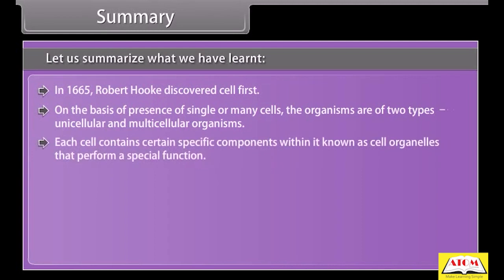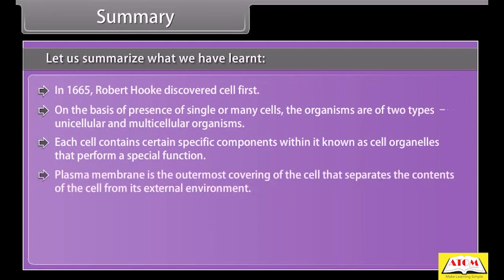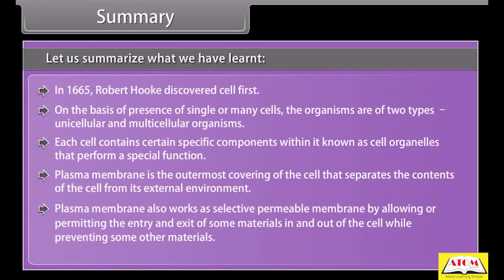Each cell contains certain specific components within it, known as cell organelles, that perform a special function. Plasma membrane is the outermost covering of the cell that separates the contents of the cell from its external environment. Plasma membrane also works as a selectively permeable membrane by permitting the entry and exit of some materials in and out of the cell while preventing some other materials.